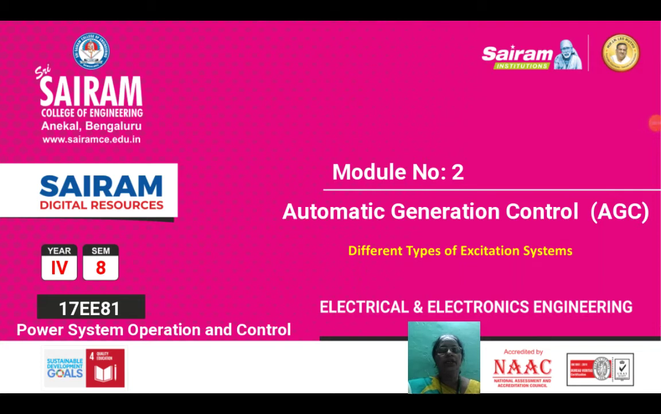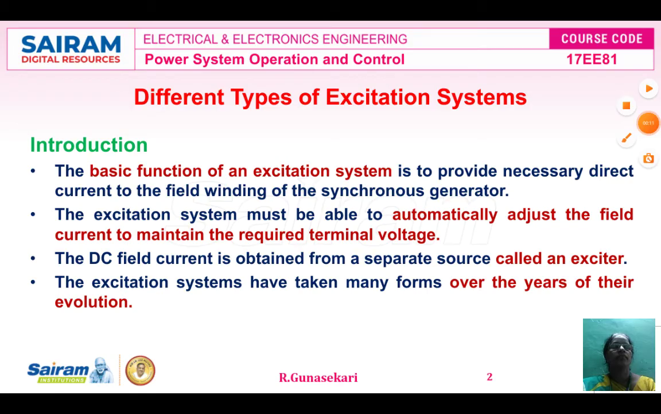Students, now I give a lecture on different types of excitation voltage systems in automatic generation control. Under different types of excitation system, first we studied the introduction to different types of excitation systems, or the voltage systems. Because the voltage is inversely proportional to excitation, directly proportional to speed.